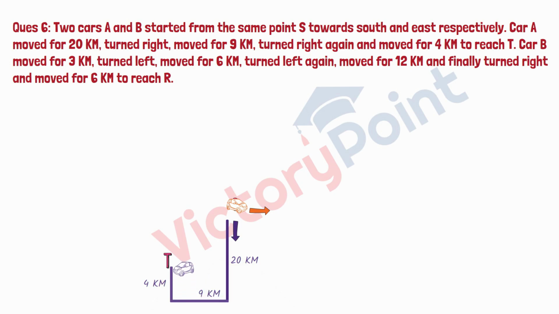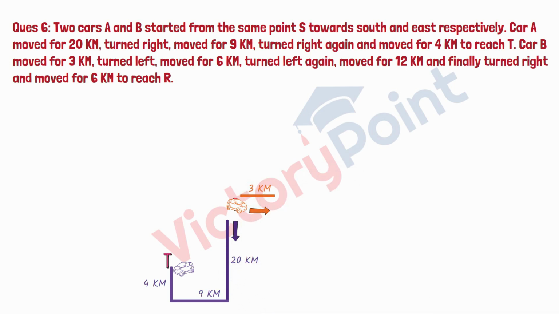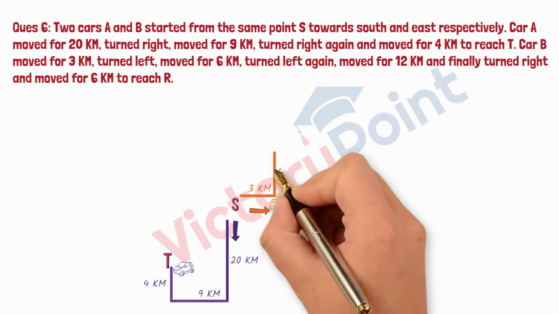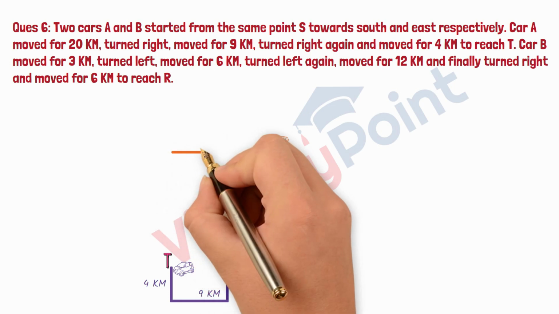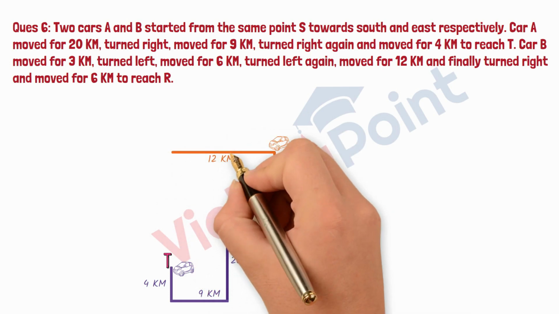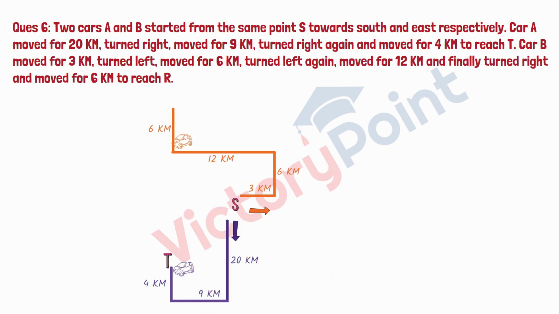Next we have car B which will move towards east direction. So it moves 3 kilometers, turned left, moves 6 kilometers, turned left again, moved for 12 kilometers and finally turned right and moved for 6 kilometers and reached point R. So this is the final scenario.